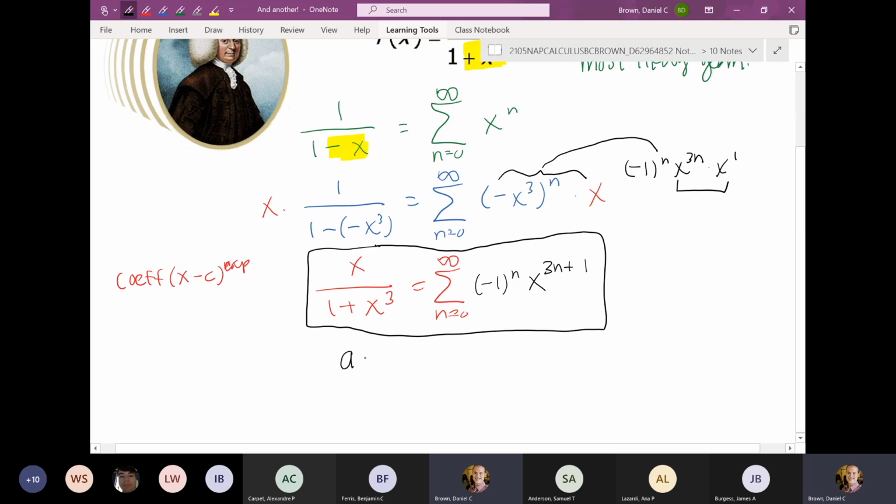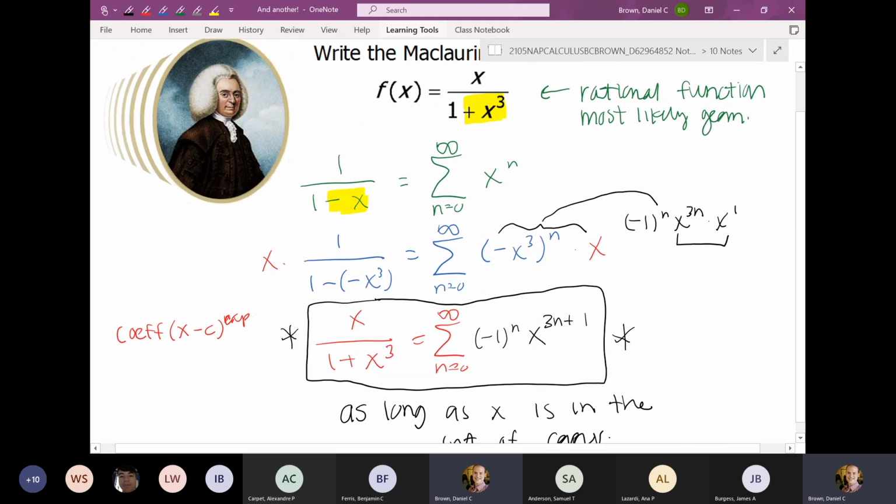So this statement is only true as long as x is in the interval of convergence, which I'm not going to find right now, but we do know how to find the interval of convergence, say if that was like a part B of this question, using the ratio test and then testing the endpoints. But for now, we can kind of stop there and say this is the series that is representing x over 1 plus x cubed. Questions on that one?